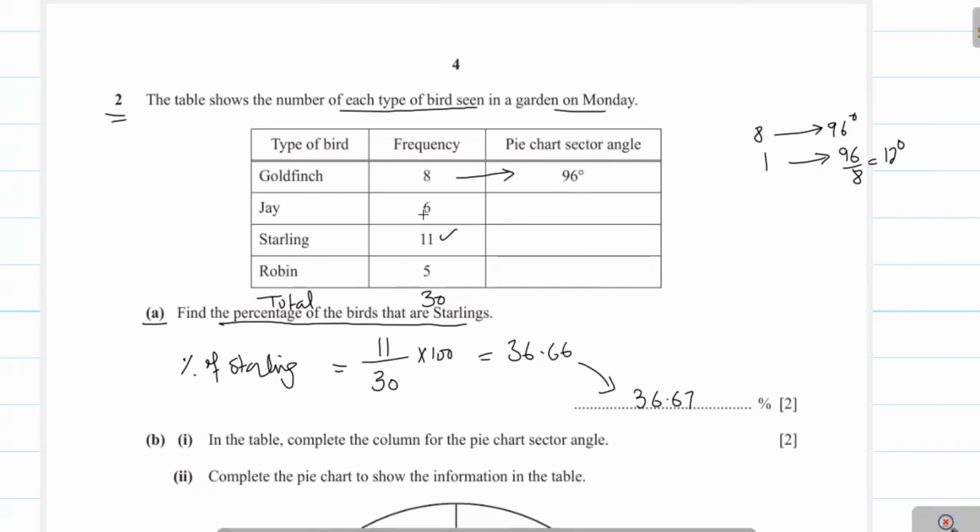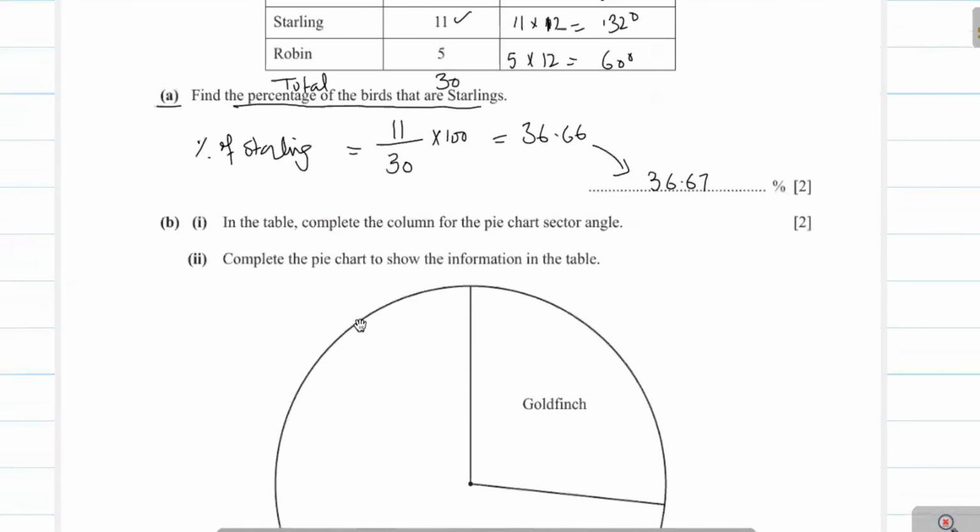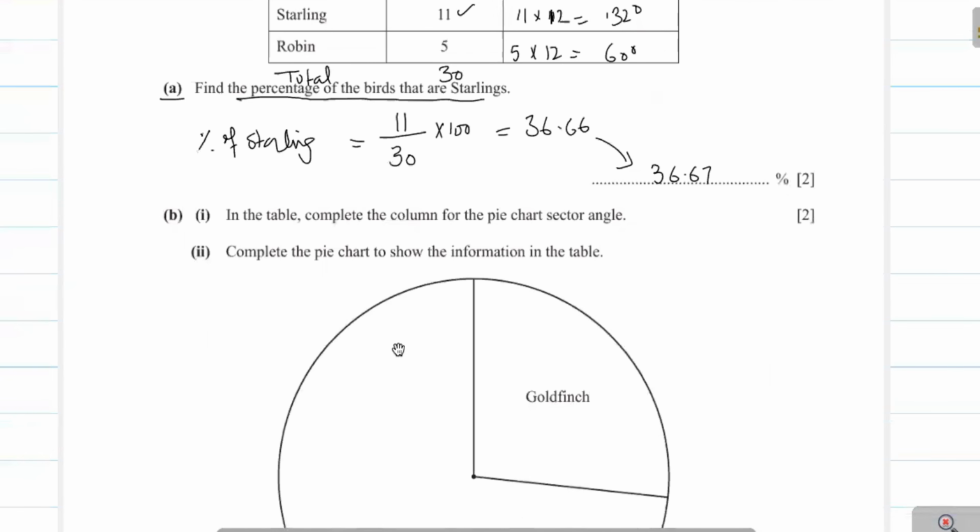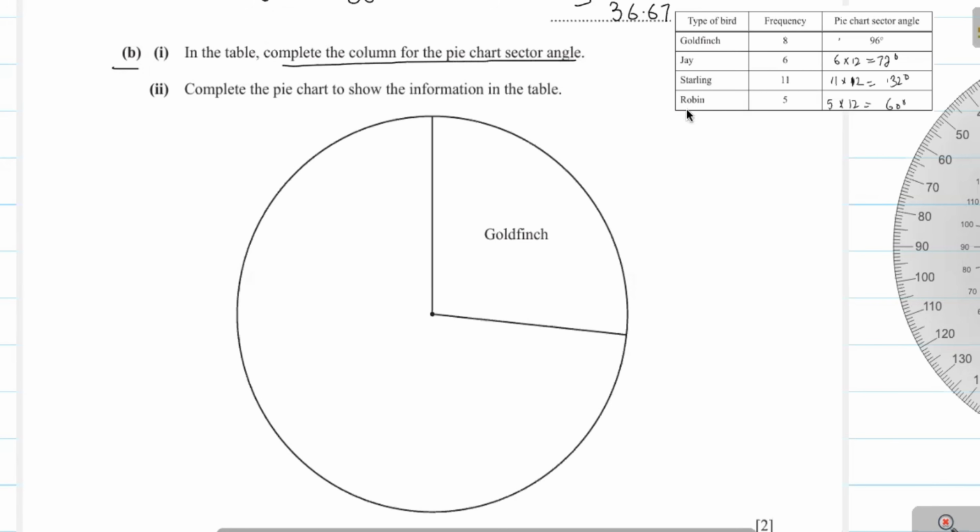Now, therefore, we multiply by 12 to each frequency. Now, 6 multiplied by 12, that's equal to 72 degrees. And same as 11 multiplied by 12, that's equal to 132 degrees. And the last, 5 multiplied by 12, we get 60 degrees. And this is the answer. Next, we have to complete the pie chart to show the information in the table. You see here the goldfinch angle is 96 degrees. We write here 96 degrees.